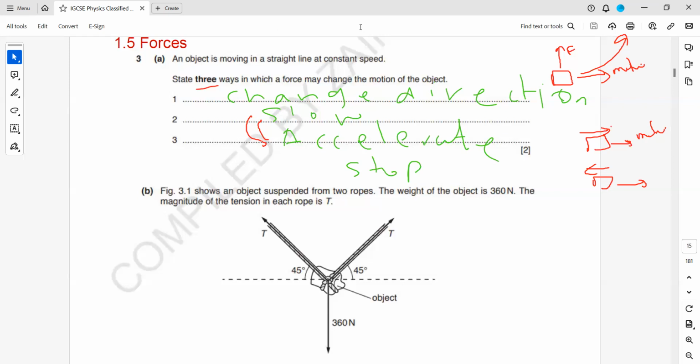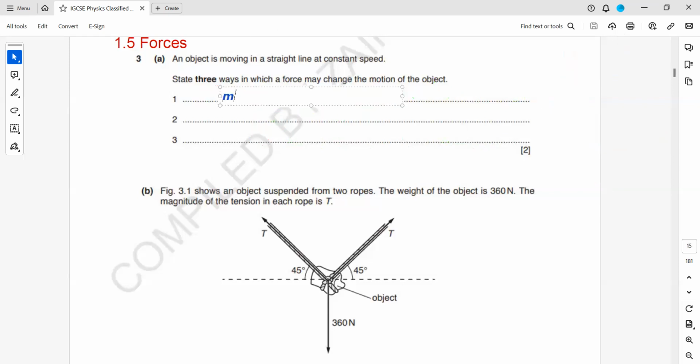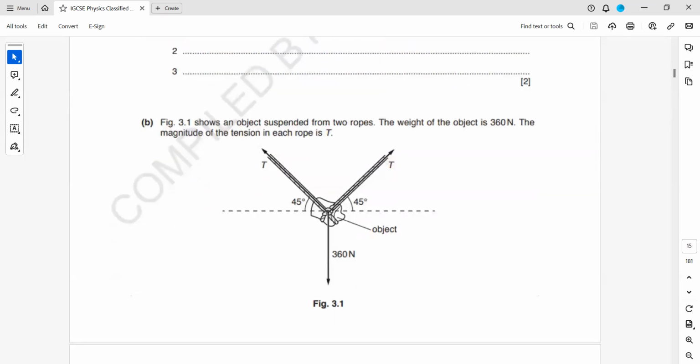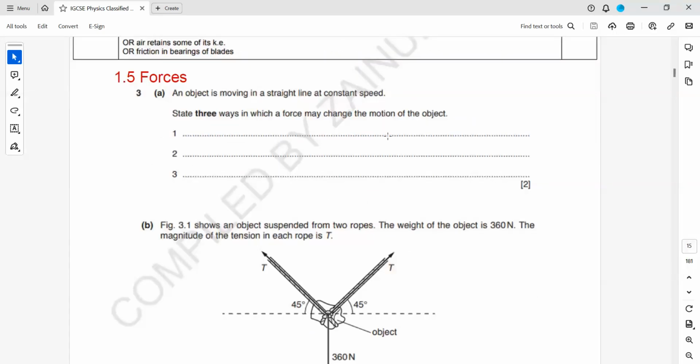So what are the effects of the force? You can say the force can change the motion, force can change the direction, force can change the shape. So direction of a moving object, change the motion of an object. Motion here refers to, if it's a moving object, it can stop. If it's a stationary object, it can move. And you can refer to the speed as well, which also comes under motion. Yeah, because in the question they ask for 3 ways it changes the motion. So that's why you can write changes the speed.